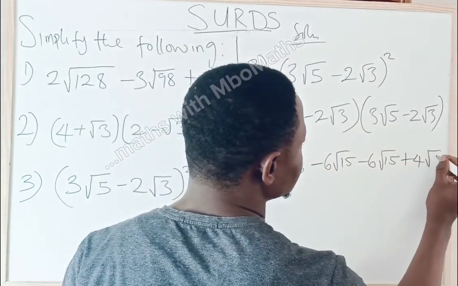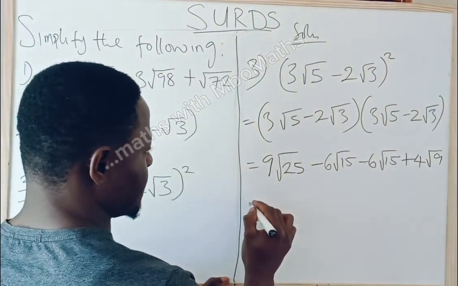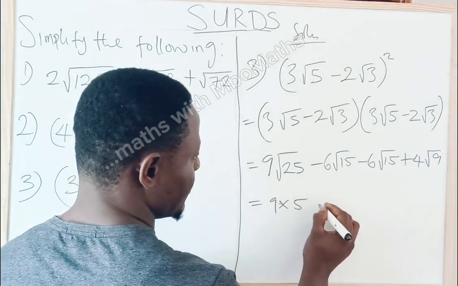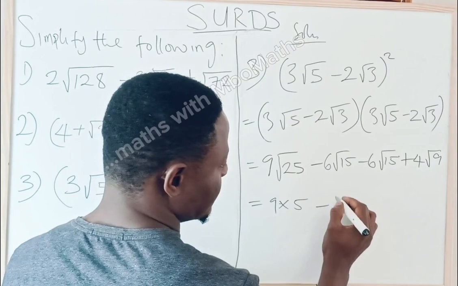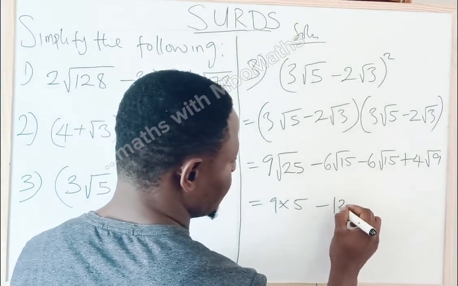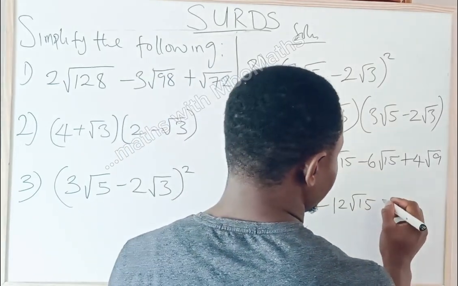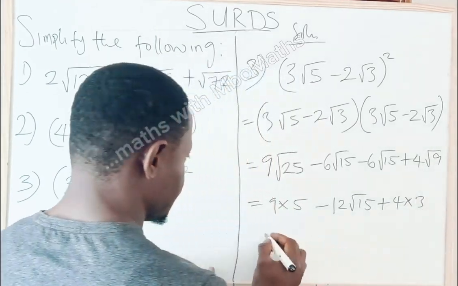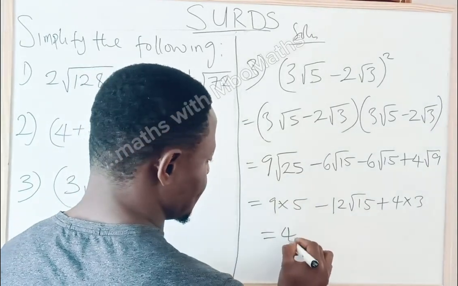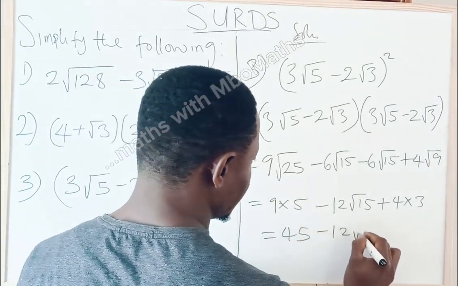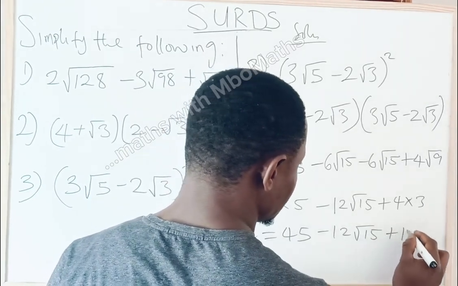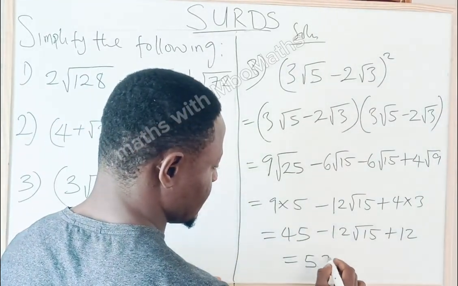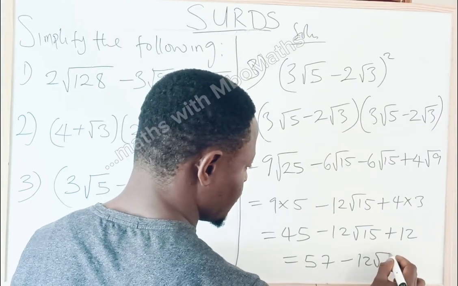Root 3 times root 3 is root 9. Root 25 is 5, so 9 times 5, minus these two like terms, 6 minus 6 gives minus 12 root 15, plus 4 root 9, which is 4 times 3. So this gives us 9 times 5, which is 45, minus 12 root 15, plus 12. So 45 plus 12 will give us 57 minus 12 root 15.